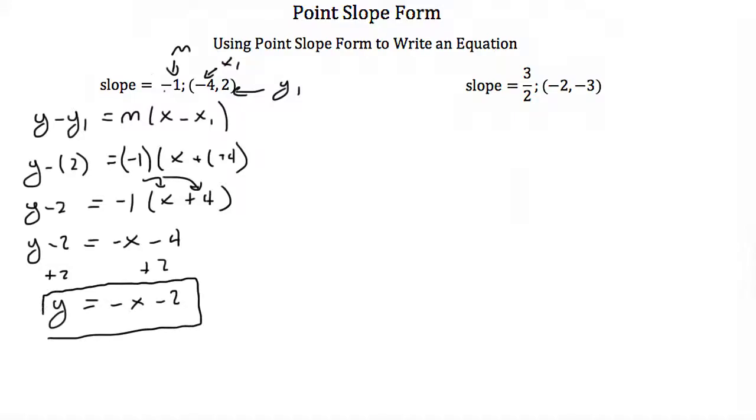Here is our linear equation in slope-intercept form, but we got it from using our point-slope form. Let's try this one more time.